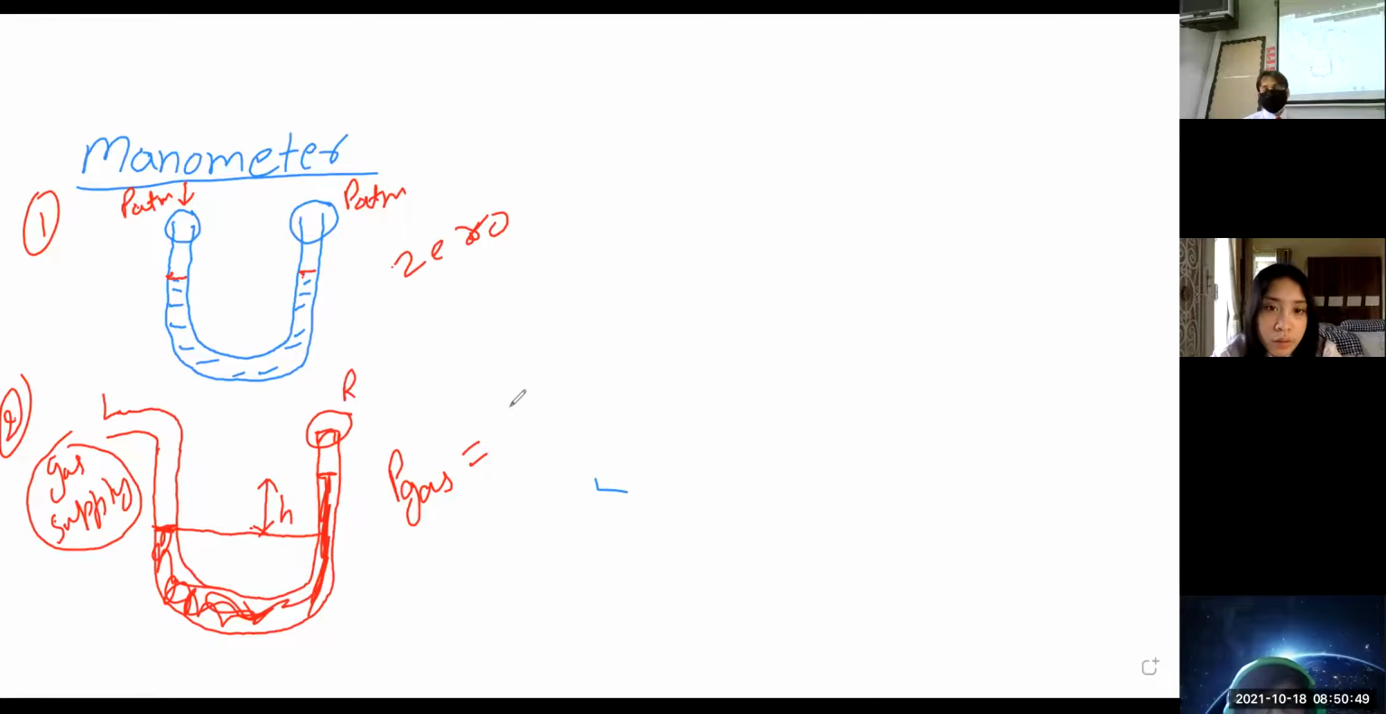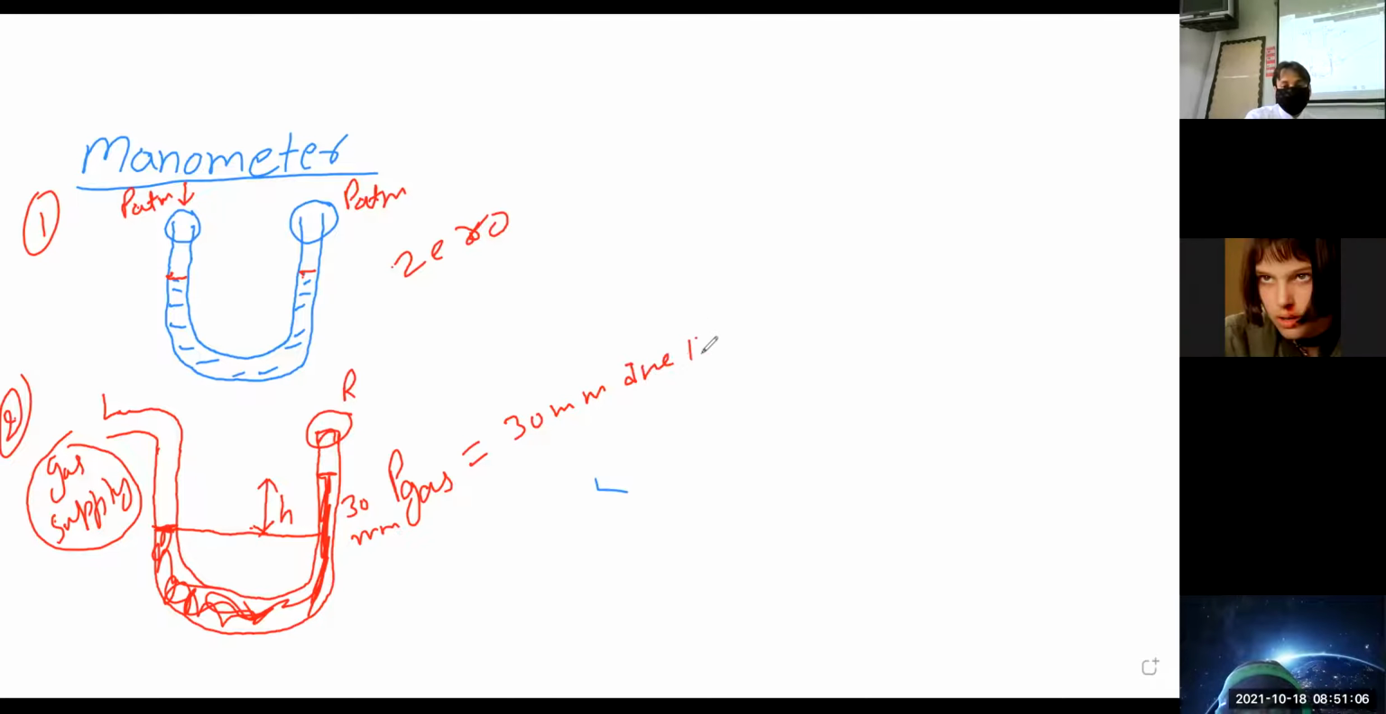Difference in height. It's the difference in height. So what is that height here? It is given, suppose I take a randomly chosen value, say 30 millimeter. So it means the pressure of the gas here is 30 millimeter due to mercury, Hg.